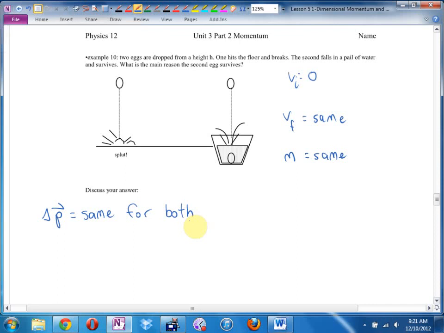So what can I do, Jason? I can't change the mass. I can't change the final velocity. What can I do? Give me your argument again. So you're saying that we also know that change in momentum is equal to that? As t increases, if this number gets bigger, what happens to force? F decreases.